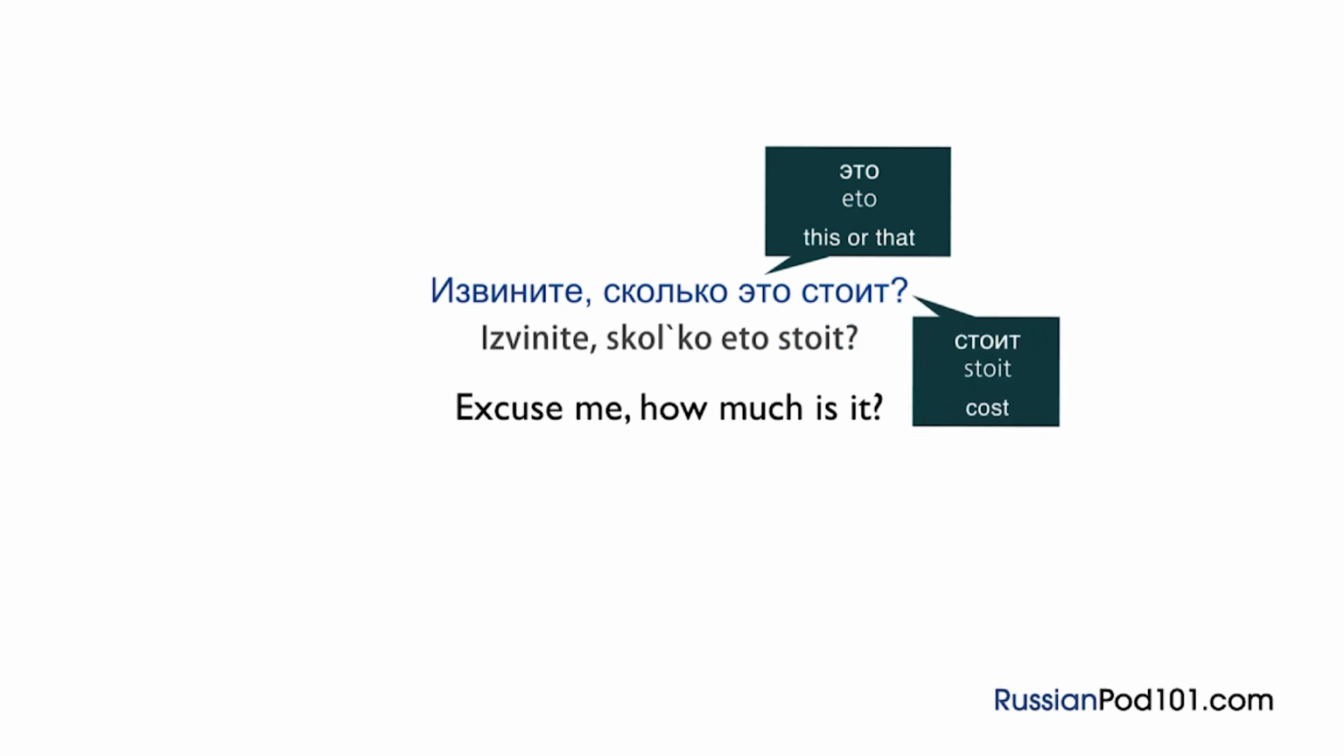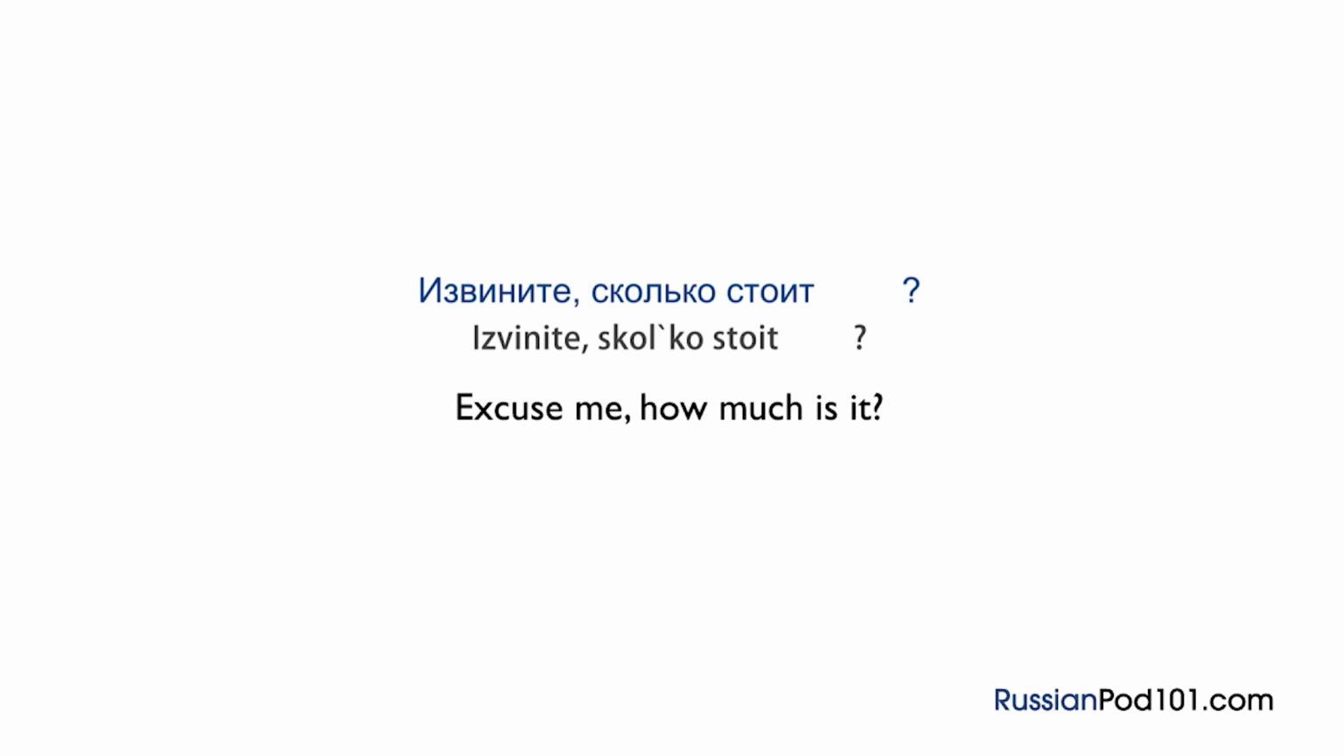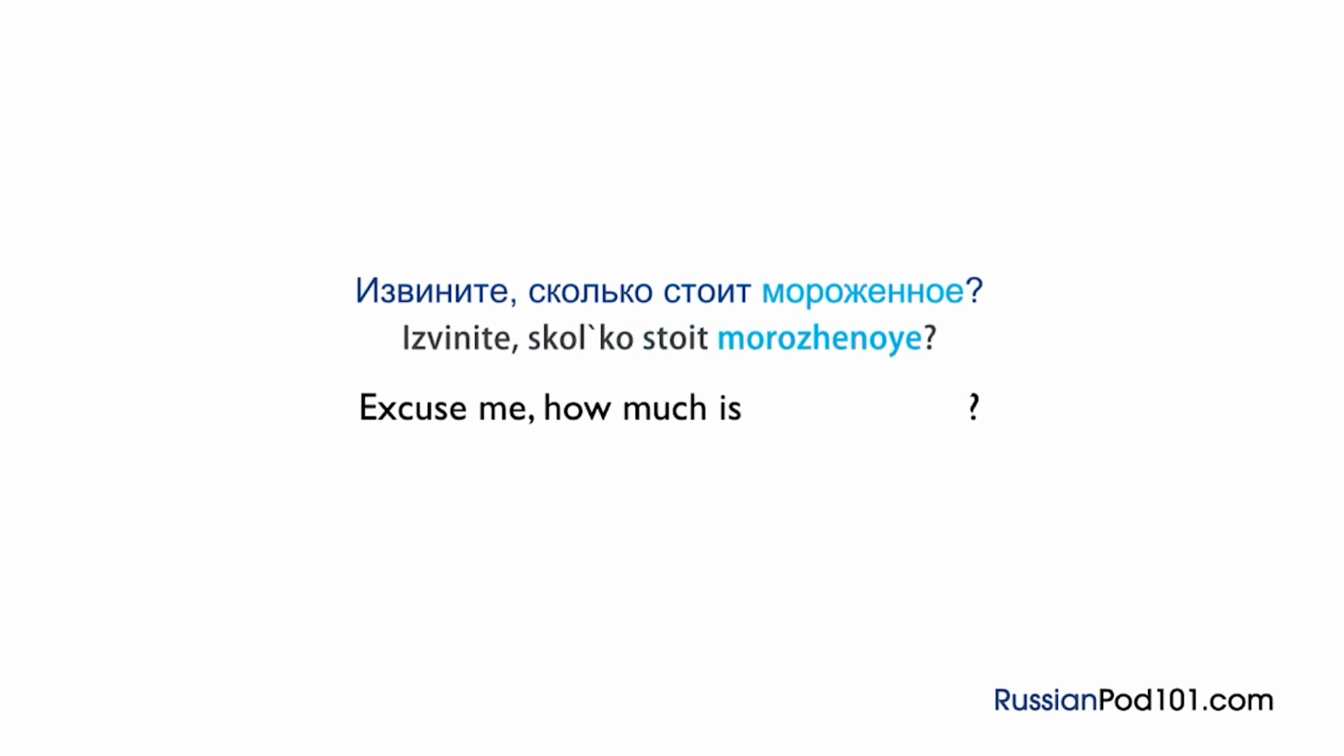If you want to be more specific when asking how much is this and refer to a certain type of object, you just need to drop the word это and place the object after the verb стоит. For example, сколько стоит хлеб? How much is the bread? Or, сколько стоит мороженое? How much is the ice cream?